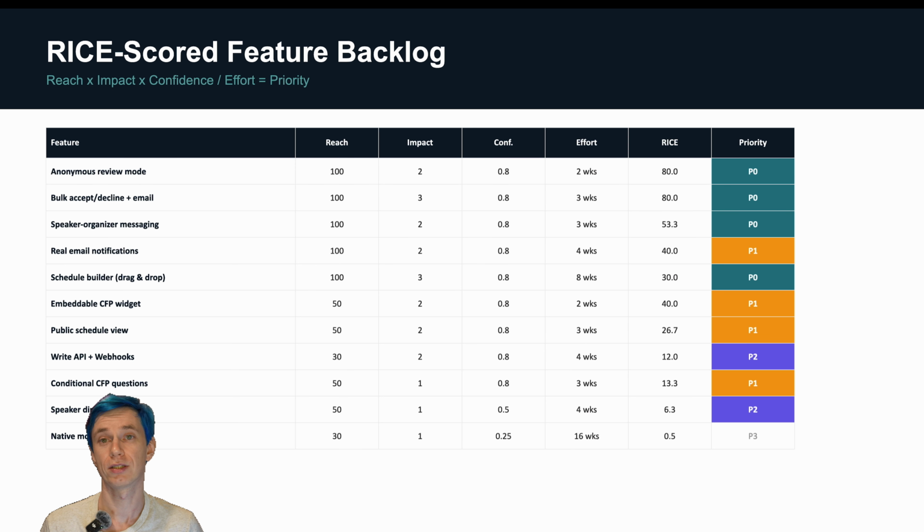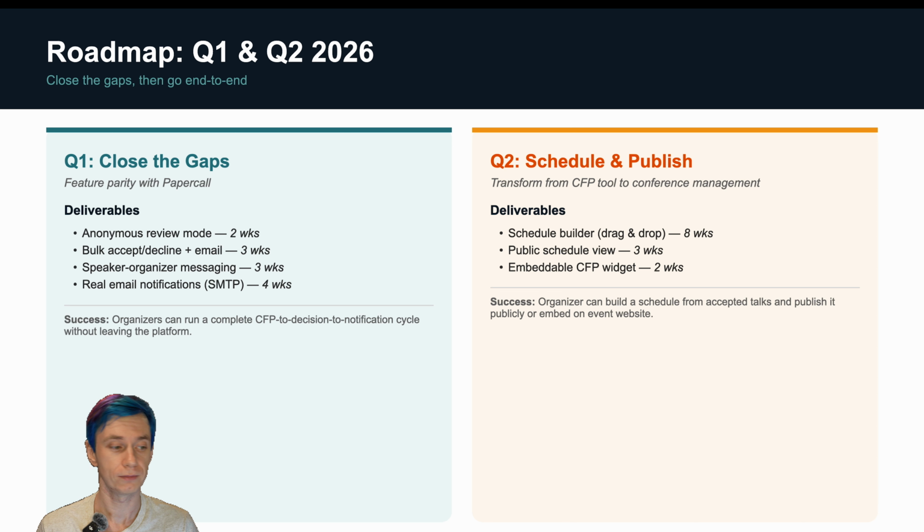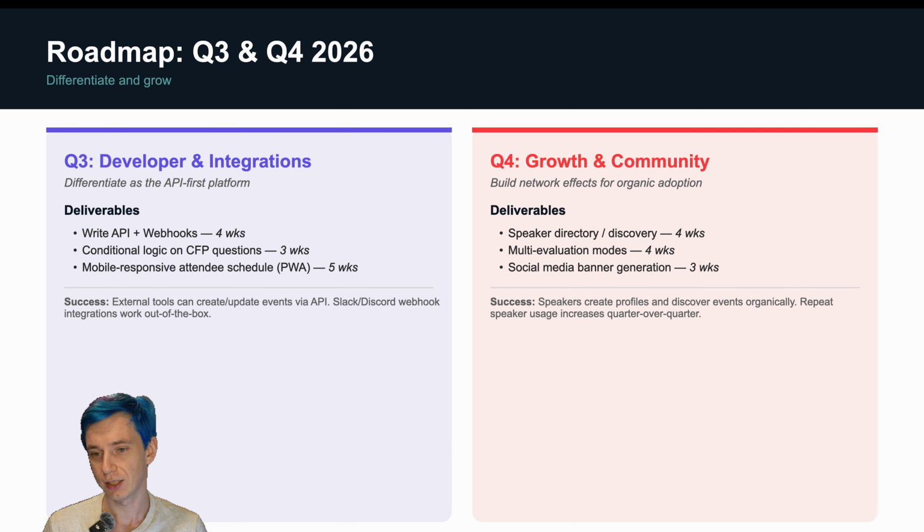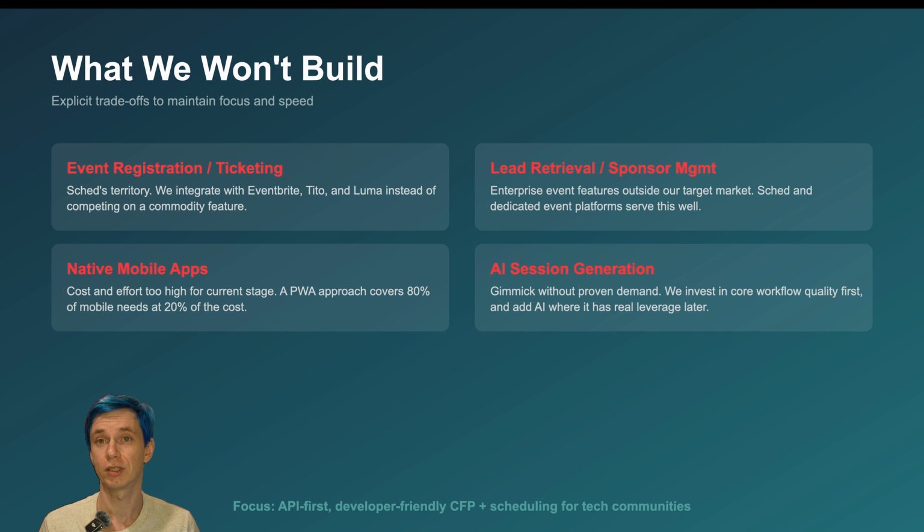We got the RICE scored feature backlog. And of course, last but not least, is our roadmap split into Q1, Q2, Q3, and Q4. Now, the timings here, I would imagine, are based on developers not using AI, because through AI, you can cut those timings quite significantly, I would say, based on the experience of our clients and based on my personal experience as well. And of course, we will also finish with things that we won't build.